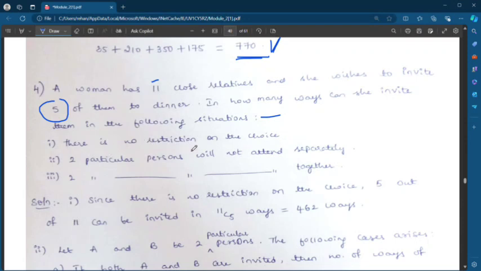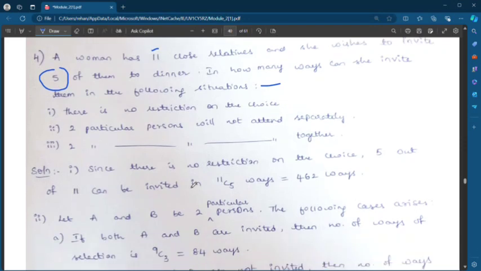If first condition, there are no restrictions on the choice. Okay, see now, since there is no restriction on the choice, 5 out of 11 can be invited in 11C5 ways. See, 5 out of 11. So 11C5, whatever the answer, you will write. Second, two particular persons will not attend separately. So we have two particular persons who will not attend separately.